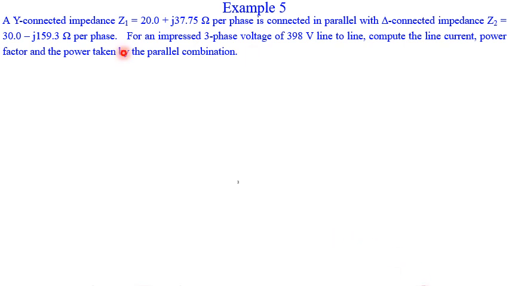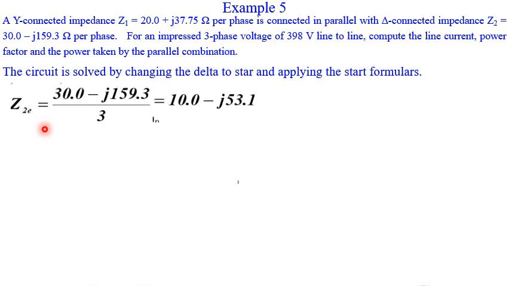So to start with, we said when you are given a question where the impedances are in parallel and one of them is in delta, you change the delta to star, and we change the delta to star by dividing the delta by 3. So we change Z2 to star by dividing it by 3. Changing it and dividing by 3, we get 10.0 minus j53.1.